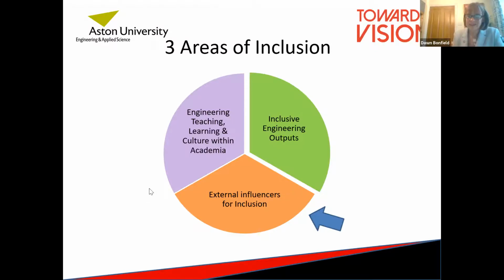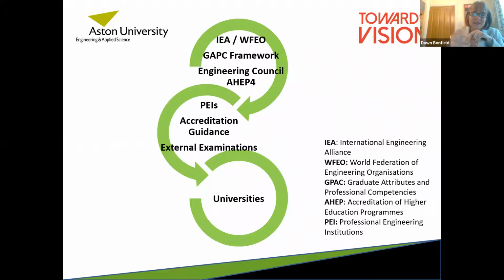So what are the external influences? What can we do above the individual university level that will impose changes from the top level down? This is just to show how something from the top level cascades down from accreditation at the top, the Engineering Council, down to the professional institutions and then into the universities.